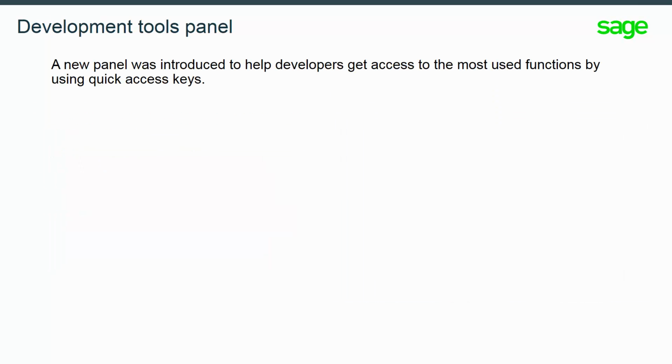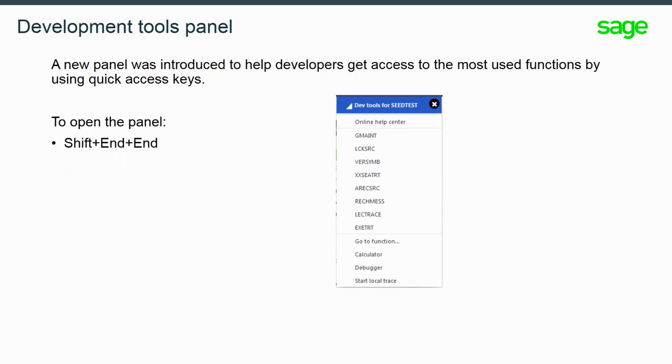A new panel was introduced to help developers get access to the most used functions by using quick access keys. The panel can be opened by hitting the End key twice very fast while holding down the Shift key at the same time. Shift, End, End.